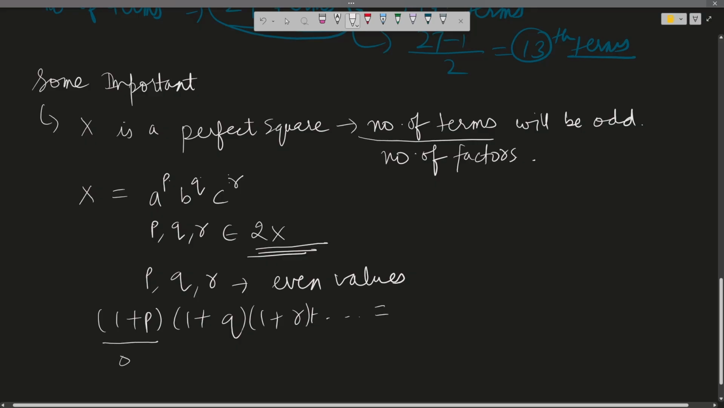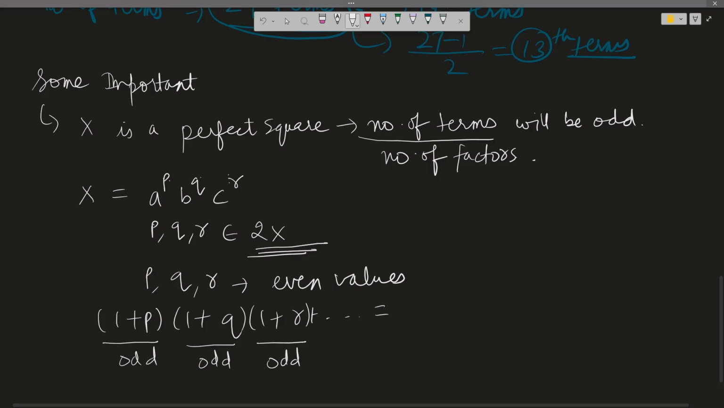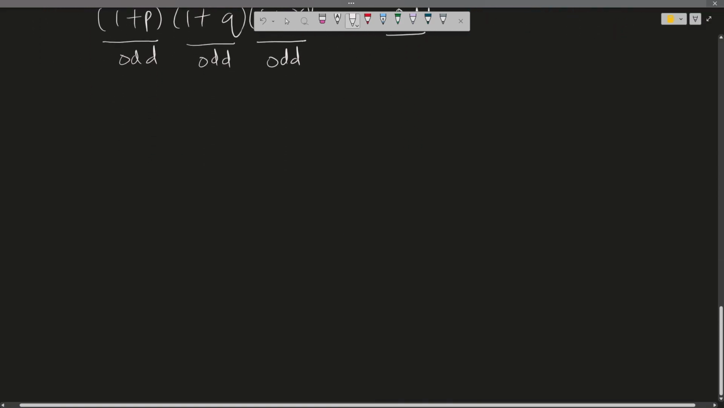So this becomes odd, and this also becomes odd. And when you multiply odd with odd any number of times, the answer will always be odd. That simply shows us that when we take any perfect square, the number of factors will always be an odd value. This is something of most importance, right?